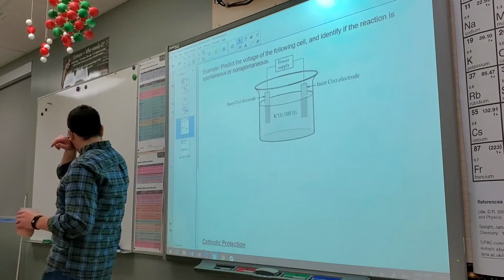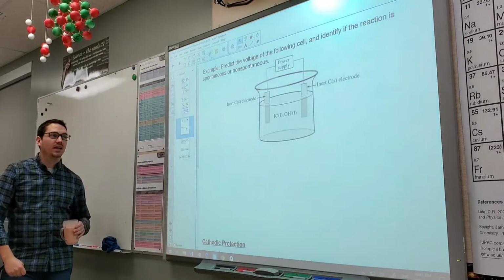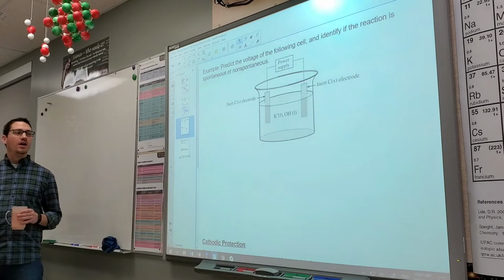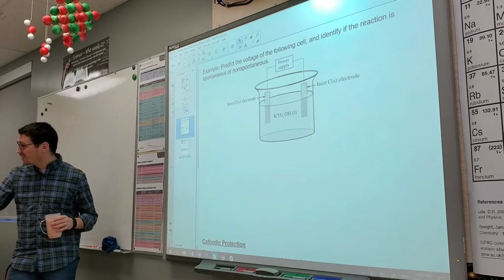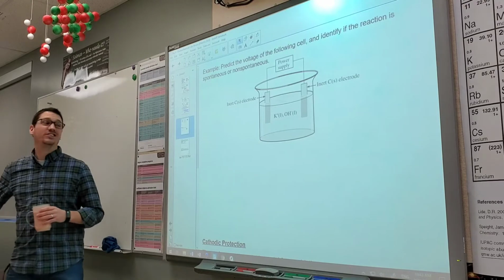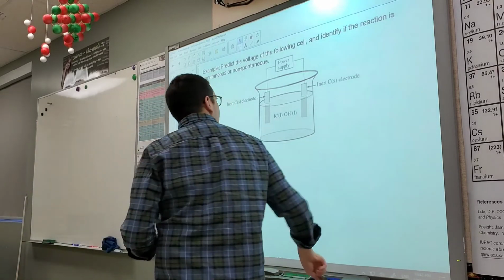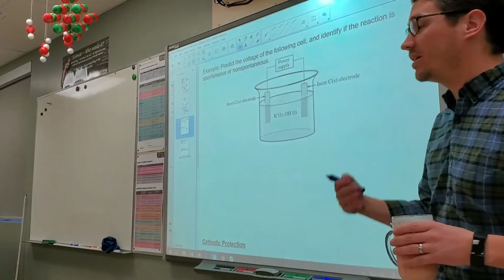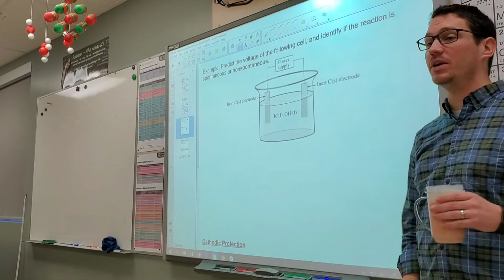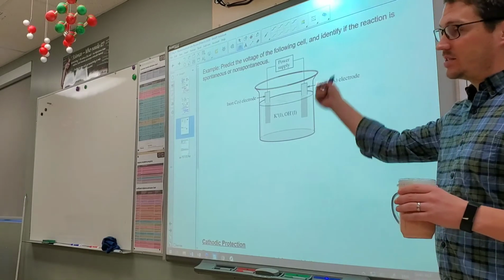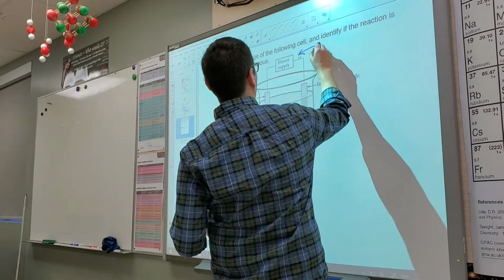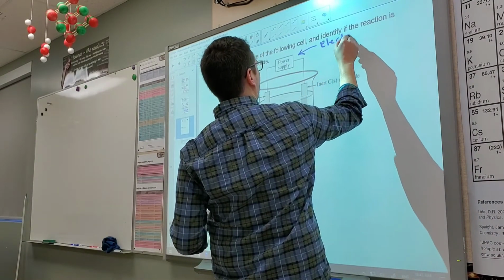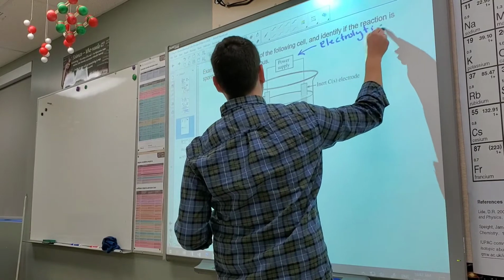We want to talk about a different type of cell. First of all, is this a voltaic cell or an electrolytic cell? This is electrolytic for sure, 100%. There's a couple reasons why, but what's the quickest way to identify it? It's in 1 cup, and also there's a power supply, so that means it's electrolytic.